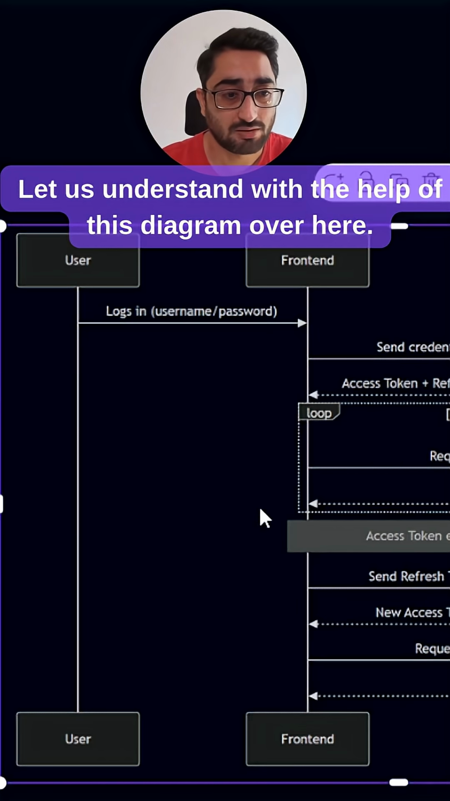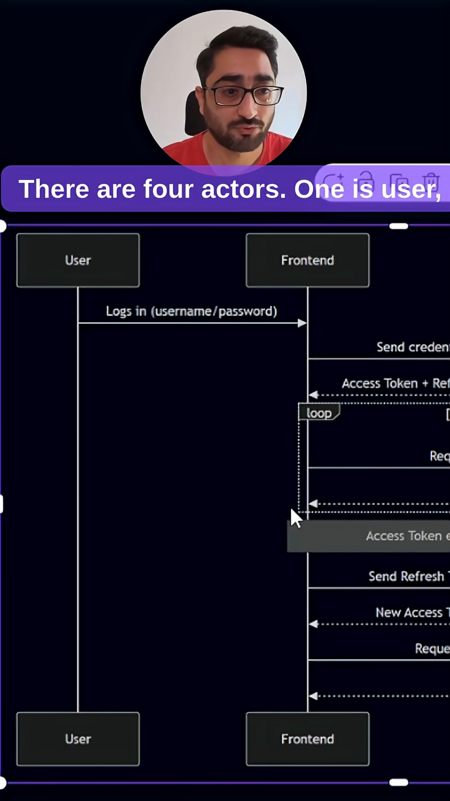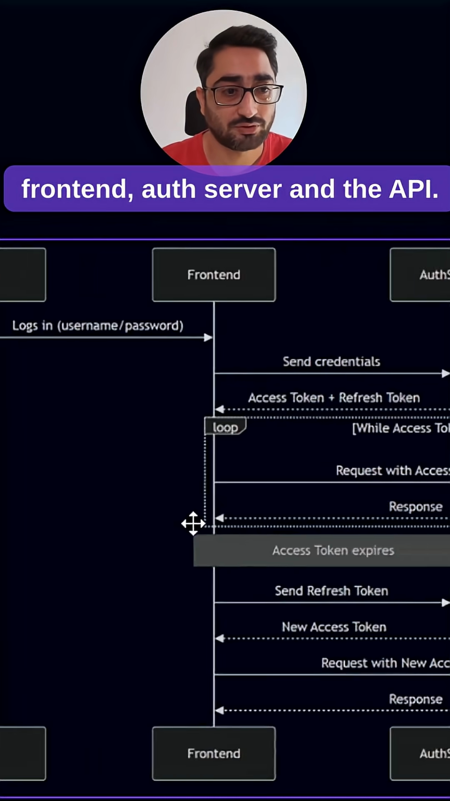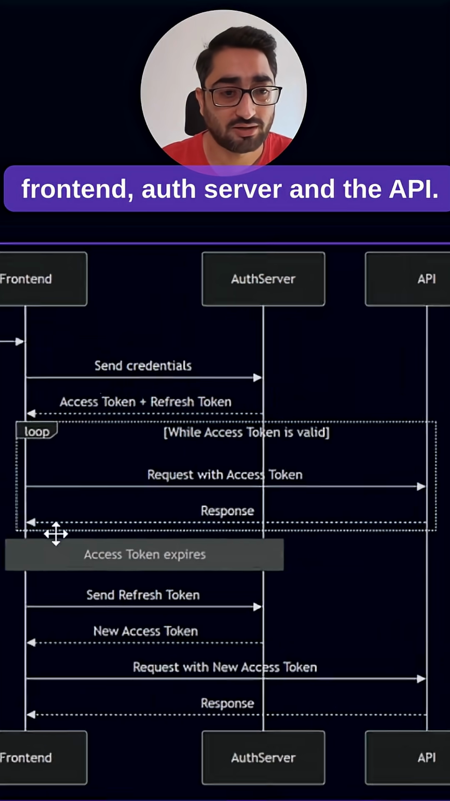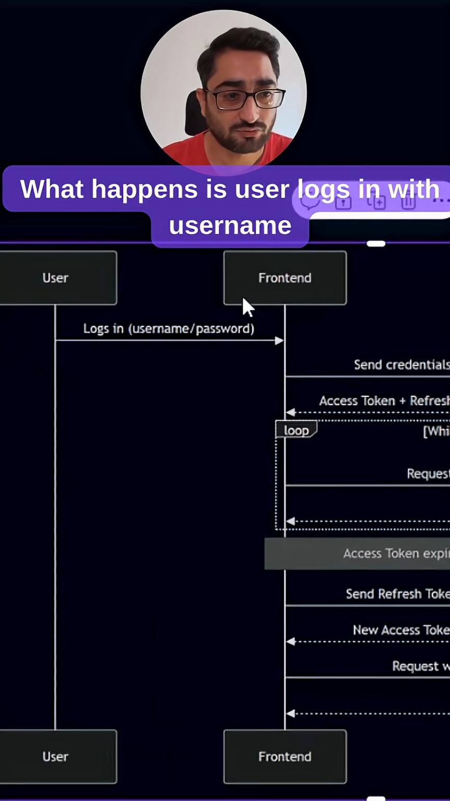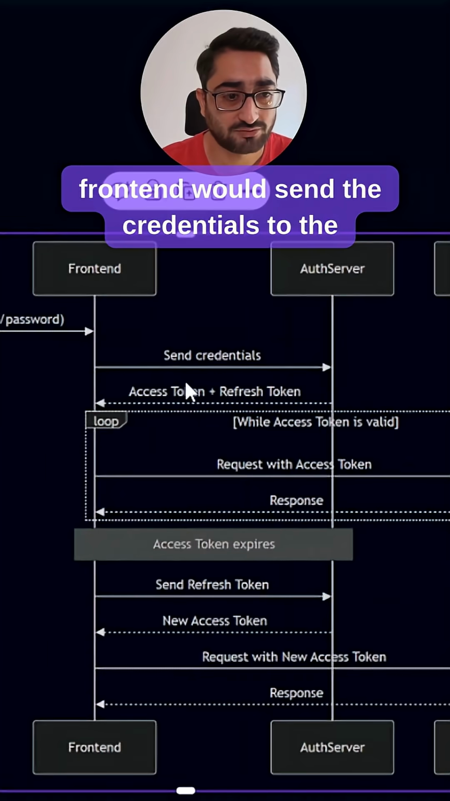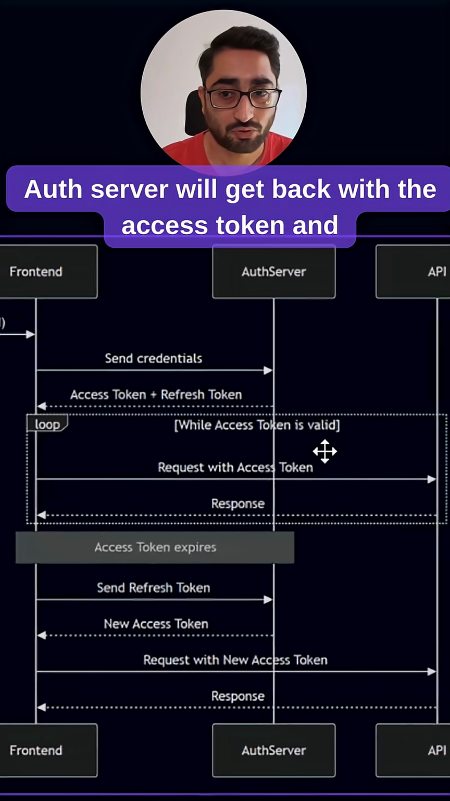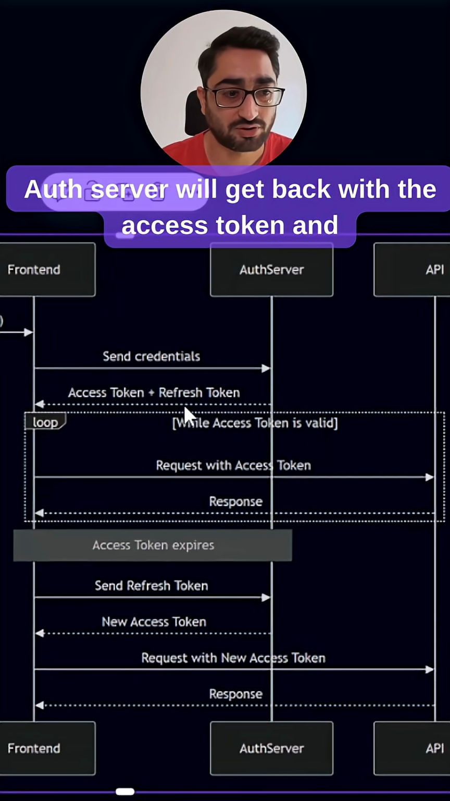Let us understand with the help of this diagram over here. There are four actors: user, frontend, auth server, and the API. Now, what happens is the user logs in with username and password. The frontend would send the credentials to the auth server. The auth server will get back with the access token and refresh token.